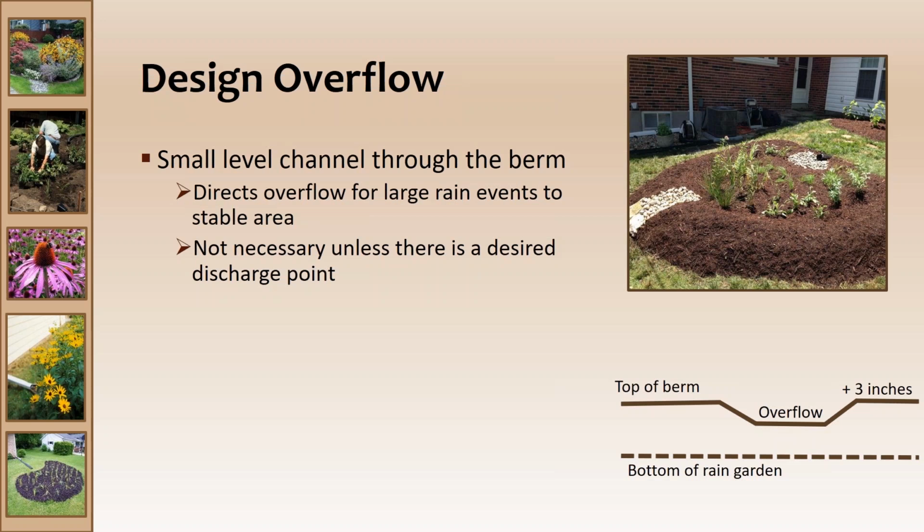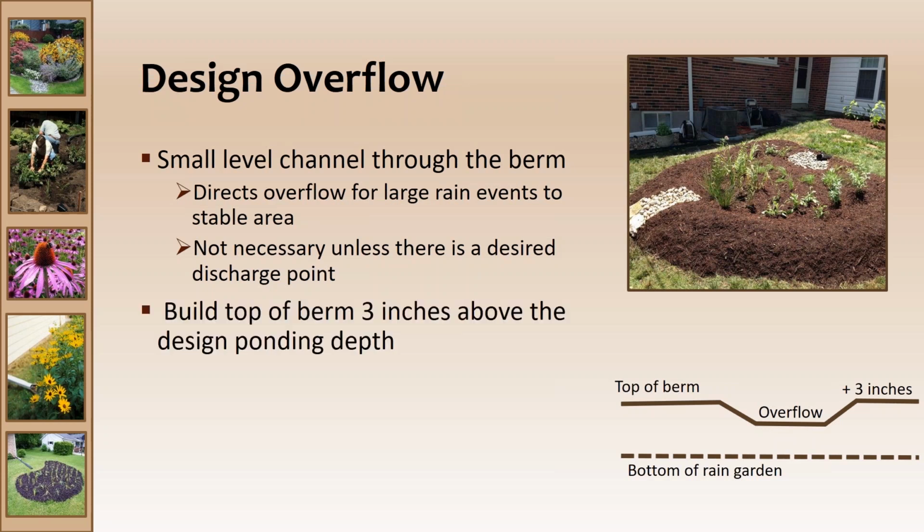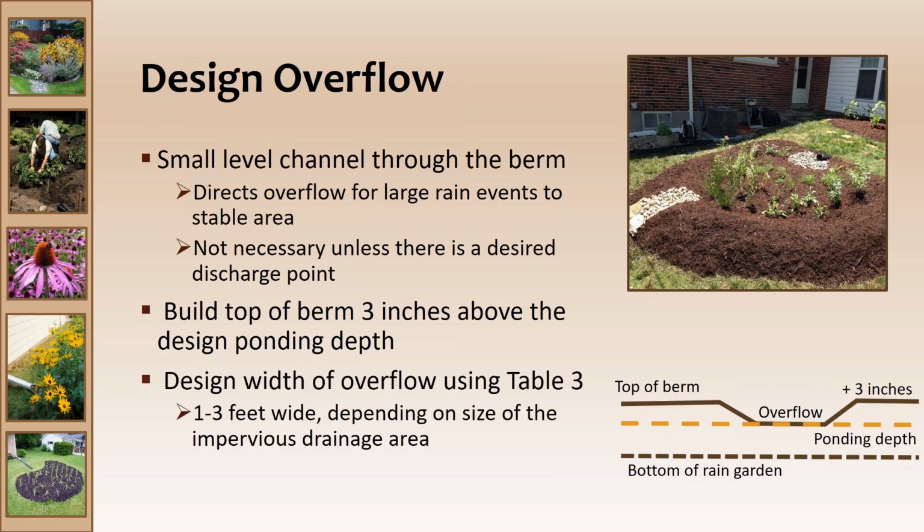It's not necessary, but it is desired, and required actually, if there is any risk to downslope drainage. So you build the top of the berm 3 inches above that overflow depth, because the overflow elevation is now your ponding depth. So you need to be careful about that. Don't design it to be the top of the berm and then cut 3 inches into it for this overflow. Then you've kind of cut your design ponding depth significantly.